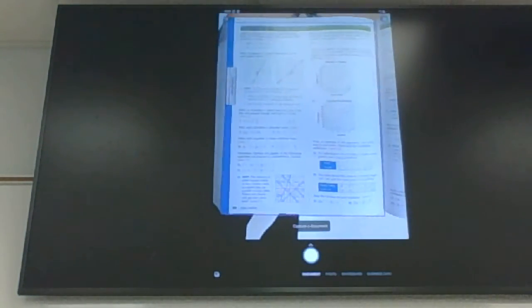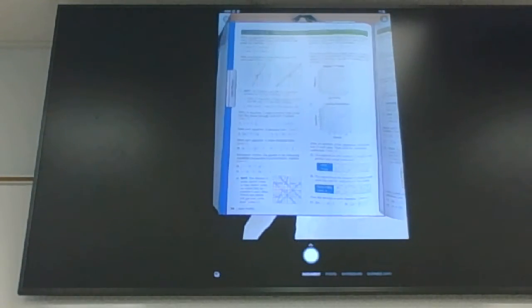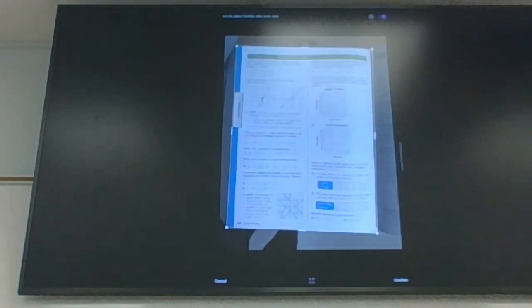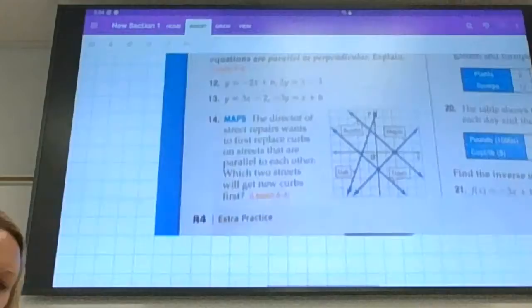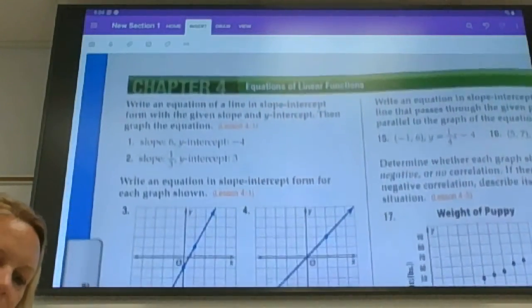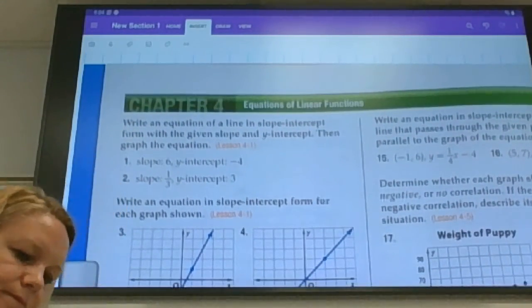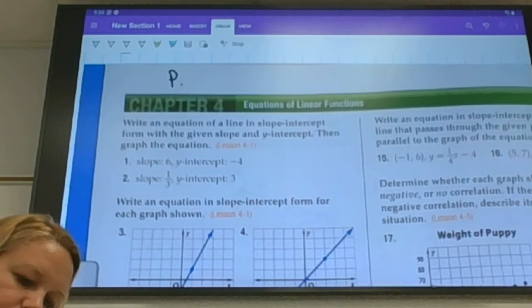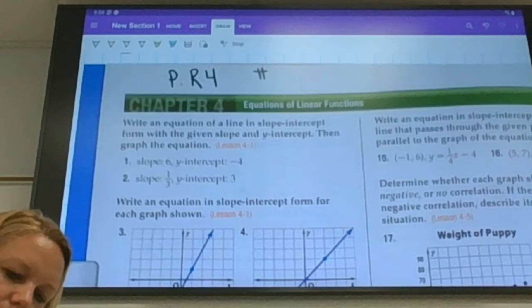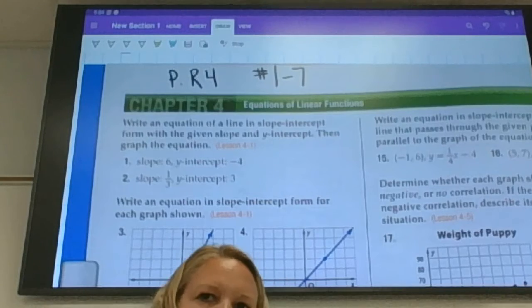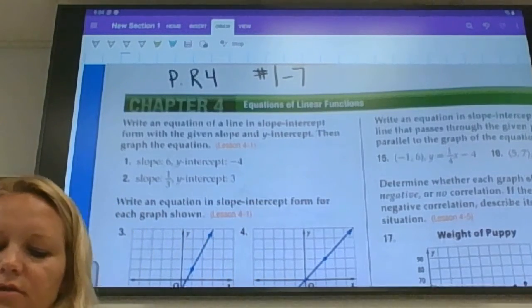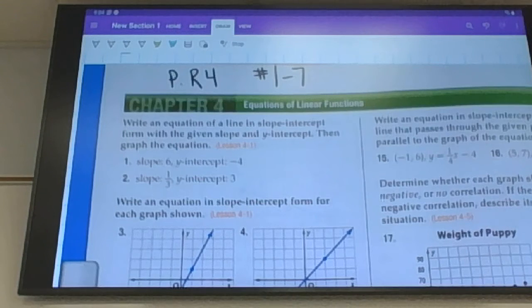Capital R4, it looks like this. It's all the way in the back of the book. Yeah, all the way to the end. The pages are blue. R4, problems 1 through 7, page R4. Did you guys already do R4? This is the first problem right here. The slope is 6. Write an equation.